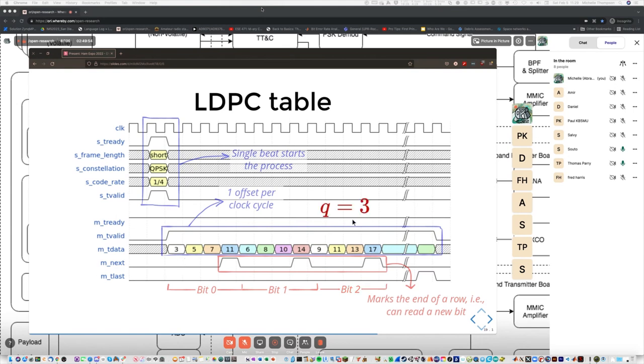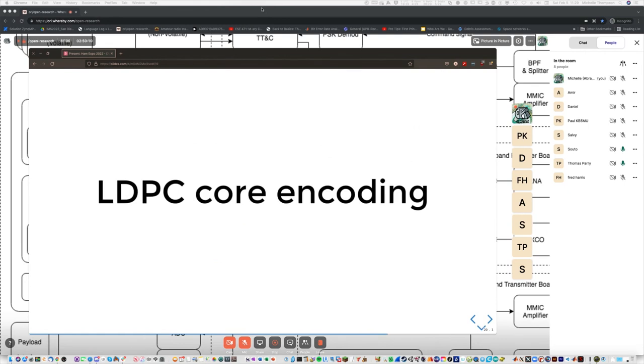So Q equals 3, right? And we can see that when we get a new row, which means a new bit, the coefficients are just added by Q. So this happens here, and then here, and here, and so on.